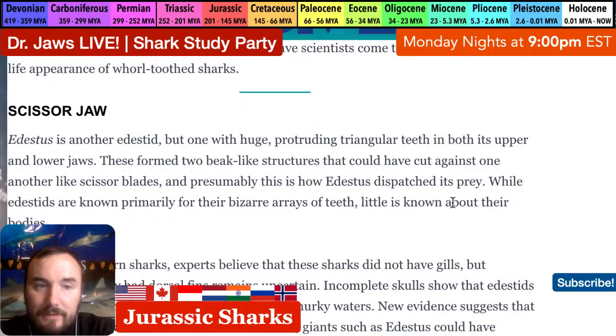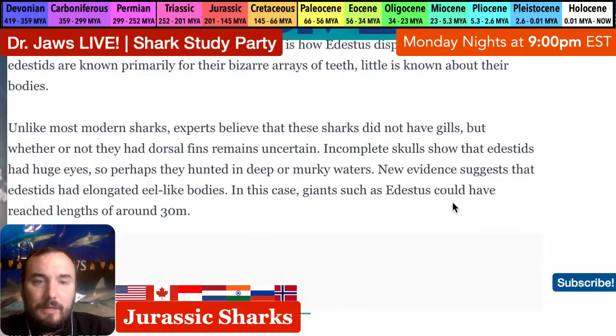Scissorjaw is the actual Edestus. So Edestus is another Edestid, but one with huge protruding triangular teeth in both its upper and lower jaws. These form two beak-like structures that could have cut against one another like scissor blades, and presumably this is how Edestus dispatched its prey. While Edestids were known primarily for their bizarre arrays of teeth, little is known about their bodies. Unlike most modern sharks, experts believe that these sharks did not have gills, but whether or not they had dorsal fins remained uncertain. It's really weird.